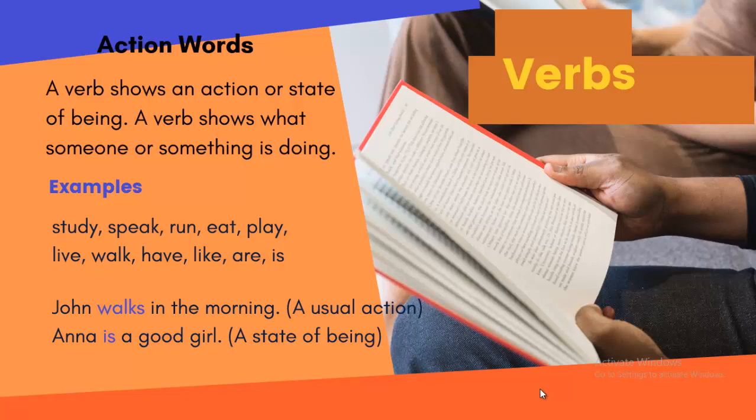The verbs that do refer to literal actions are known as action verbs. For instance, John walks in the morning. Here the word walks is the action word. But not all the verbs refer to literal actions. Verbs that refer to feelings or states of being, like to love and to be, are known as non action verbs. For example, Anna is a good girl. The non action verb in this sentence is the word is, which is indicating the state of being.